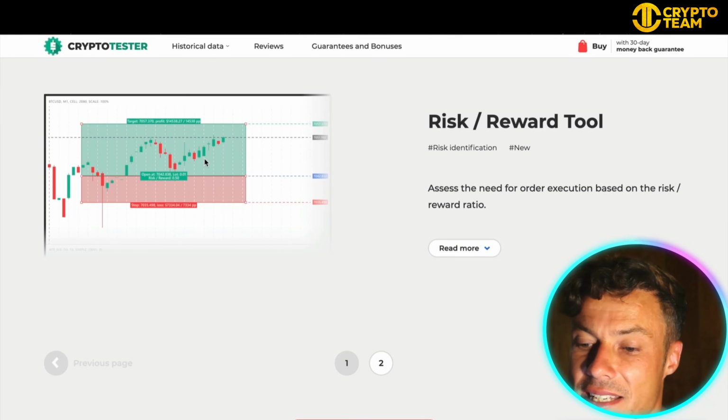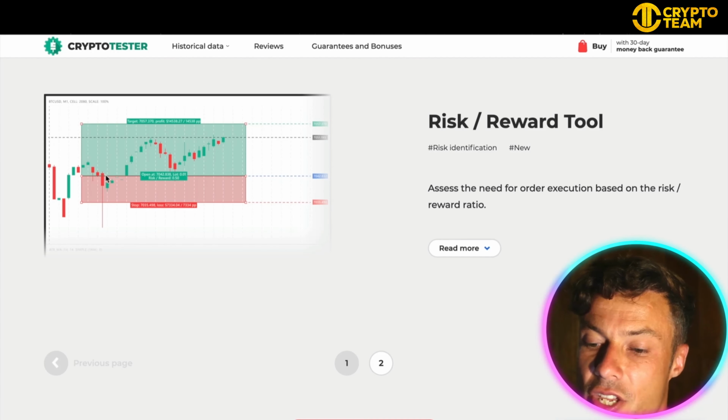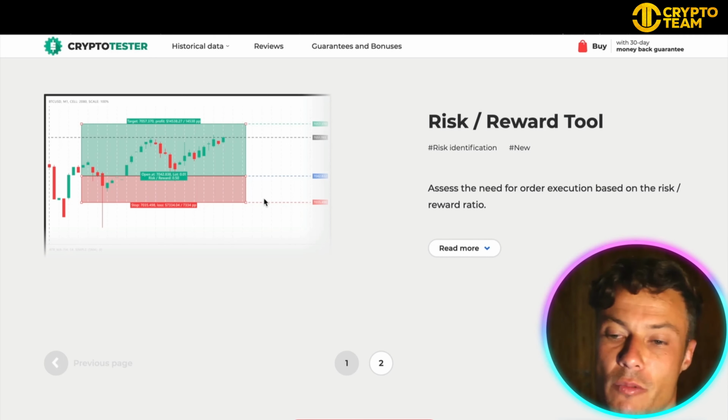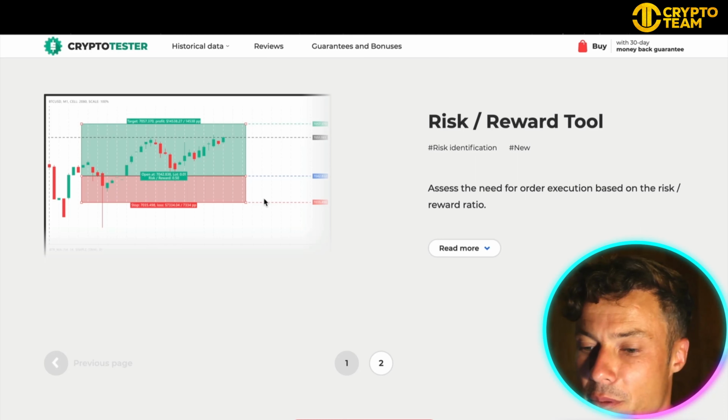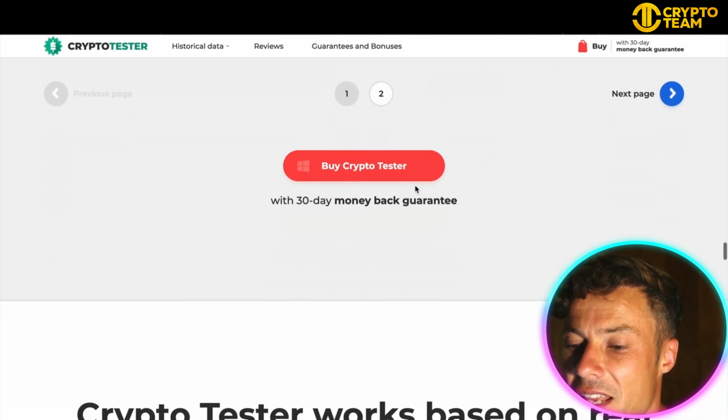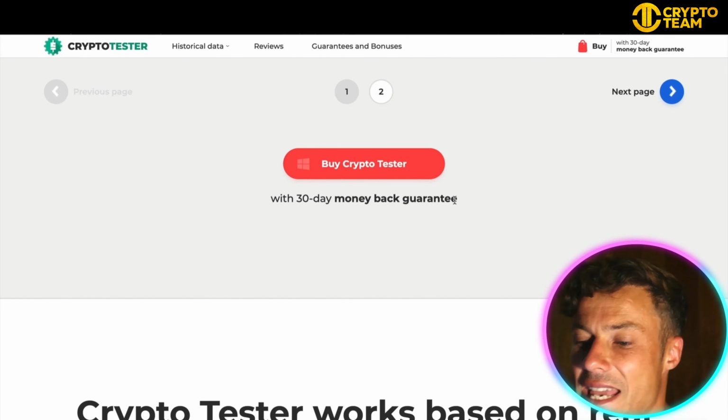And as well as that, guys, there's a risk to reward tool, so you can place your charts out here. Personally, I like to risk 1% to make 3%, but depending on your rules, you can implement this into your trading plan. There's also, guys, a 30-day money-back guarantee.